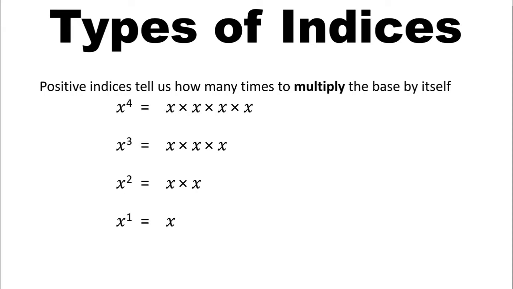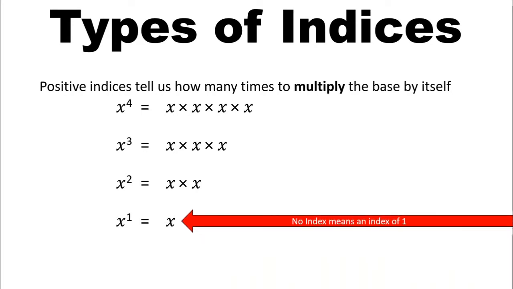X to the power of 1 means x. And I'm glad I kept going because that's something you need to know. X to the power of 1 means a single x. So if you see an index term with a power of 1, we can simplify by eliminating that 1 and just writing the base. But what if I continued this pattern?